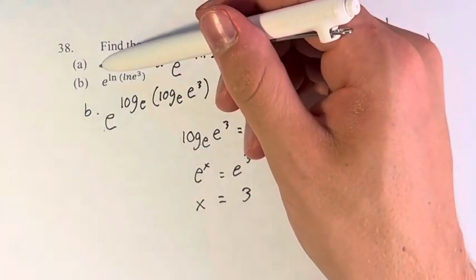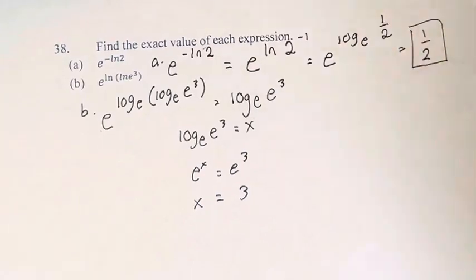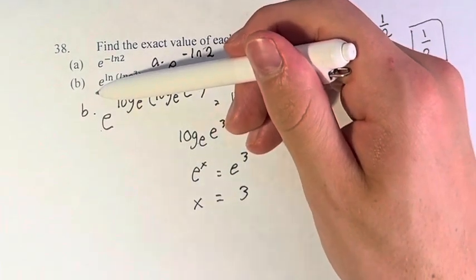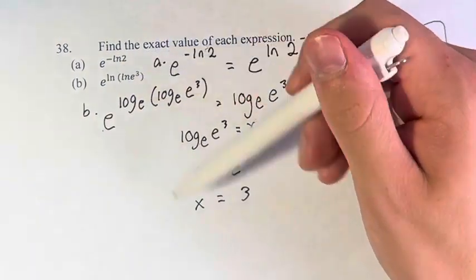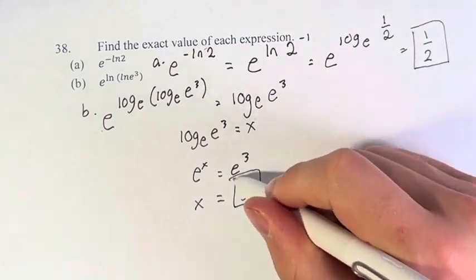Therefore, e to the negative ln of 2 is equal to 1/2, and e to the natural log of the natural log of e cubed is equal to 3.